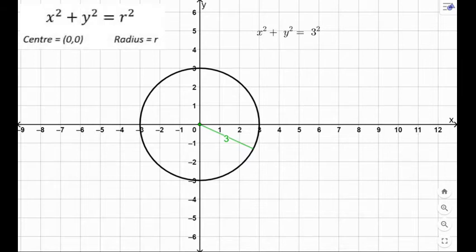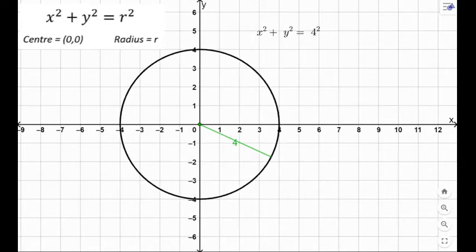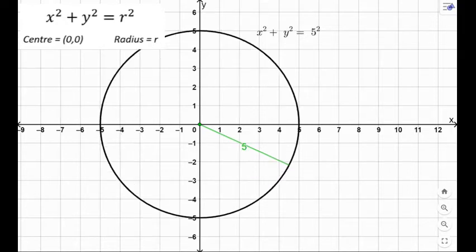As we change this equation, all we're really changing is the 3 squared, the radius. As the radius changes to 4, then we have again a circle, center 0, 0, radius 4. Changes to 5, the center is 0, 0, the radius is 5, so we get x squared plus y squared equals 25.